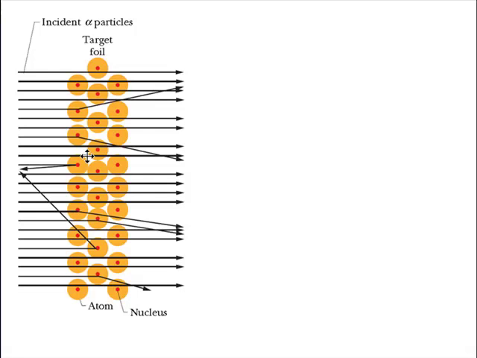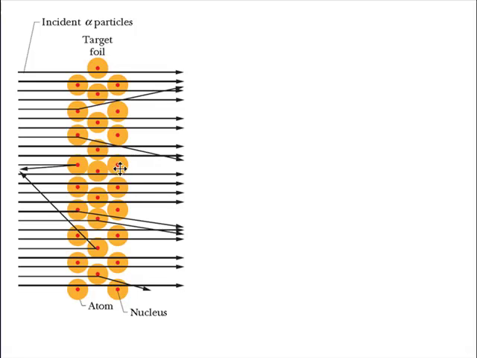So here's a schematic illustration of what was happening. We see the alpha particles being shot at the gold foil. Gold can be pounded into a foil that's only a few atoms thick, so most of these particles go through without ever touching the nucleus.